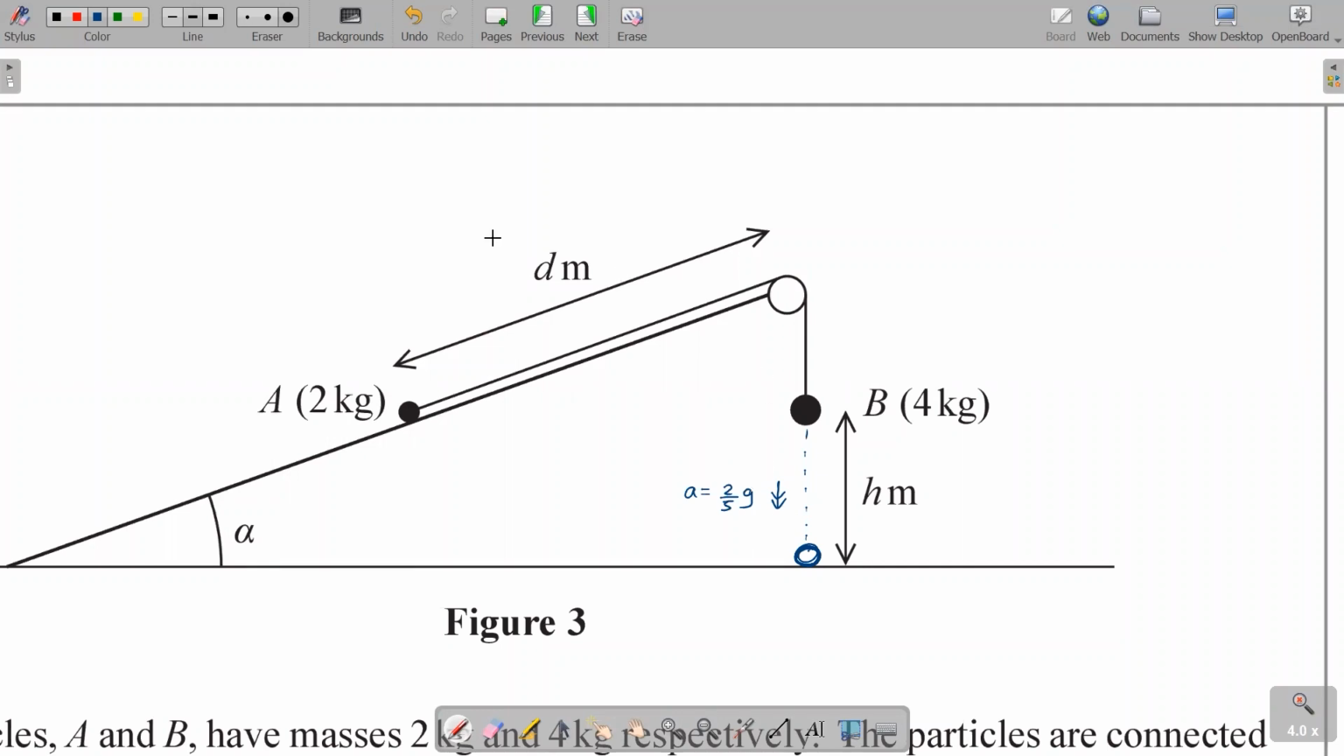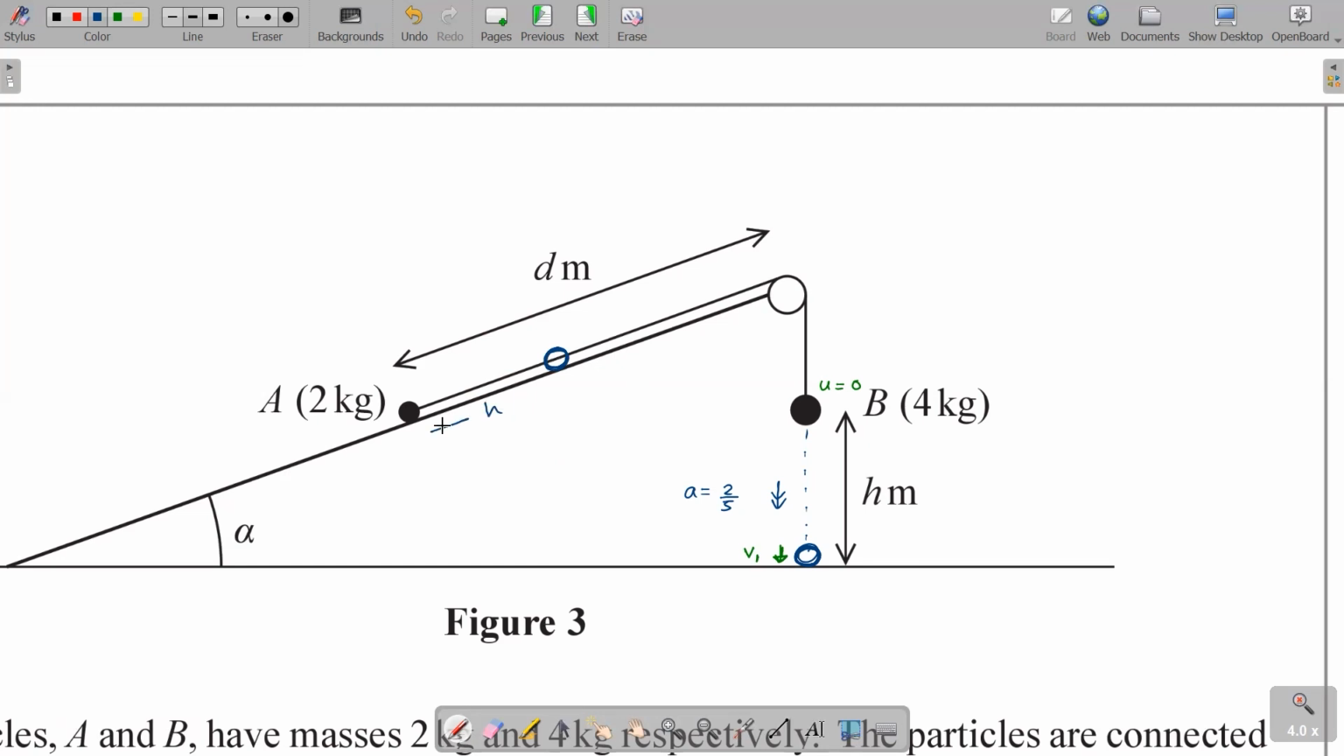So it's accelerating down. B started with initial velocity 0, and then it's going to hit the ground. We say that the velocity with which it hits the ground is V1. Now simultaneously, what happens to A? When B travels a distance h meters, A will also travel a distance h meters on the inclined plane.